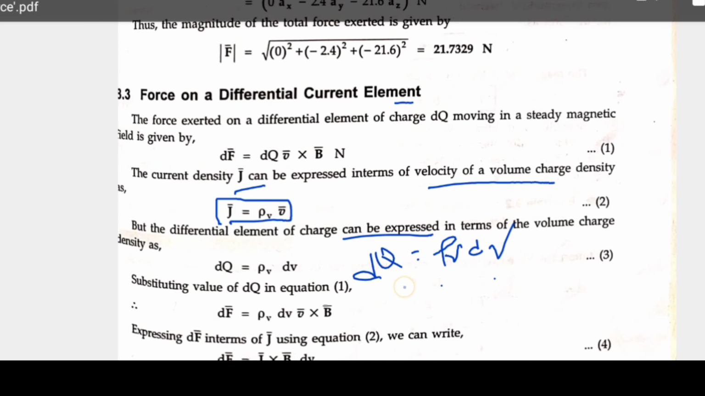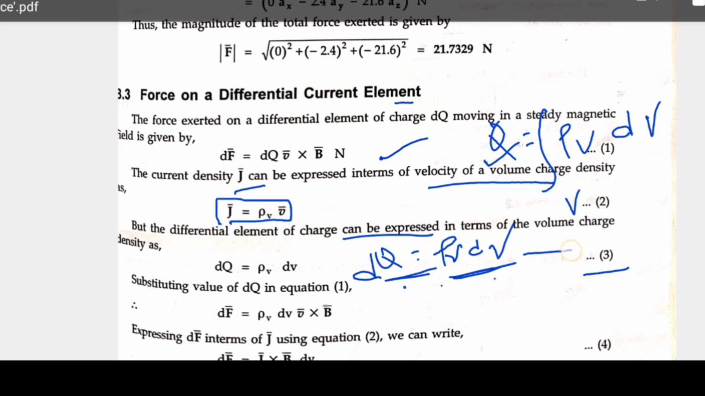Substituting dq, equation 3, in this equation, you know Q equal to rho v dv, the total charge will be obtained. The total charge can be written as the volume charge density into the differential volume over the total volume. If you integrate, you can get the total charge Q. But the differential charge is dq equal to rho v dv. Equation 3 we are substituting in equation 1. Substituting the value of dq in equation 1, dF equal to rho v dv v cross B, in place of dq we substituted rho v dv.